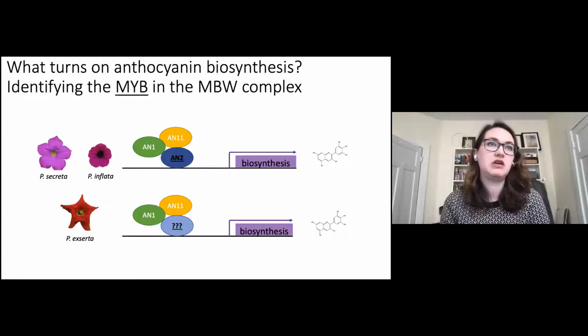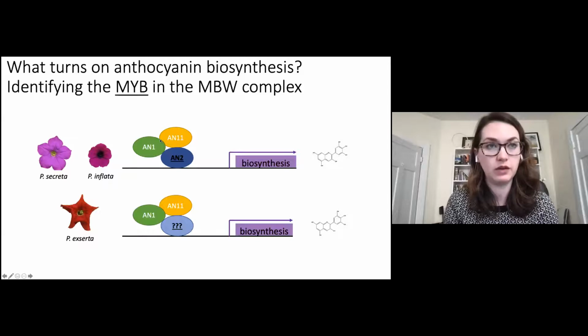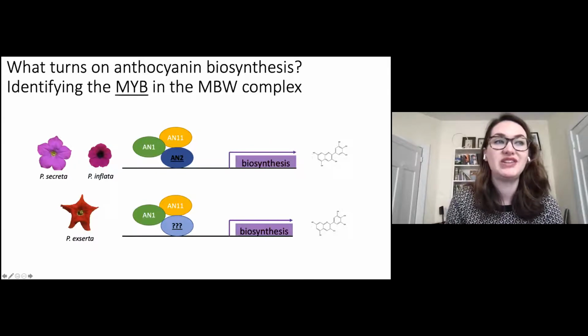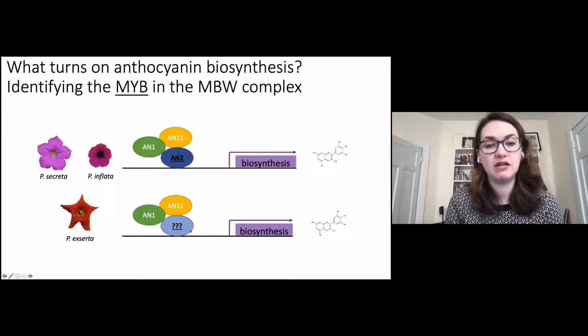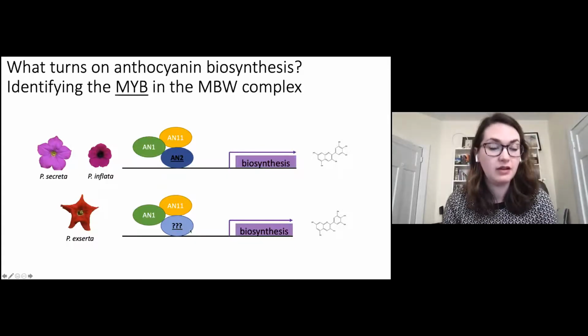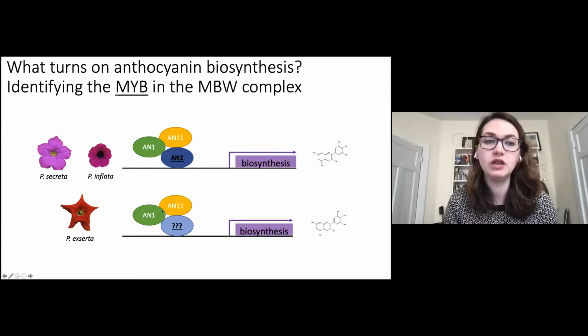Anthocyanin biosynthesis is turned on by, generally speaking, a triplex of proteins where you have a MYB transcription factor and then two partners. One is a bHLH and the other is a WD40. In Petunia axillaris and inflata, we know we have AN2, and this is the MYB transcription factor that activates biosynthesis. So we therefore set out to figure out what is the MYB in Petunia exserta. The other two partners were completely intact and quite normal.